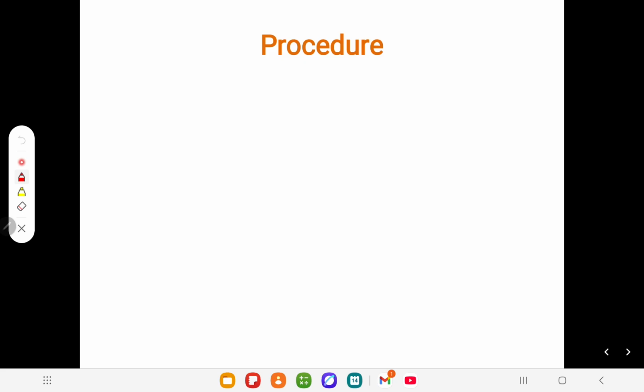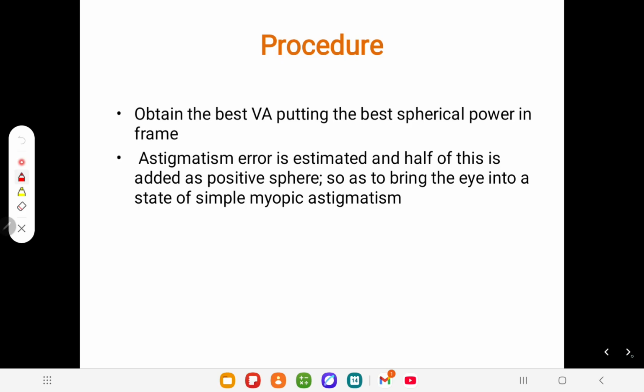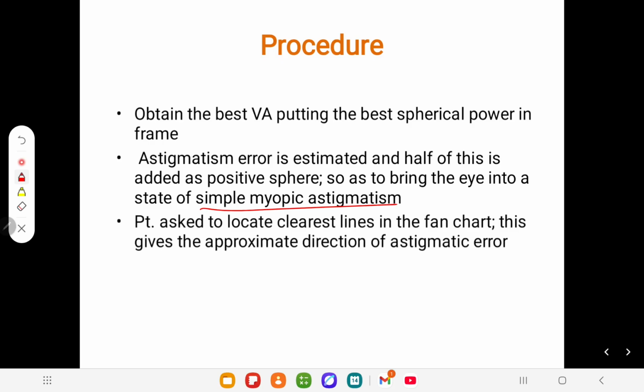Okay, so the procedure: obtain the best visual acuity by putting the best spherical power in the frame. Astigmatic error is estimated and half of this is added to positive sphere, so as to bring the eye into the state of simple myopic astigmatism. We always have to do that. It's a simple thing. The patient is asked to locate the clearest line in the fan chart. This gives the approximate direction of the astigmatic error, which is very important.